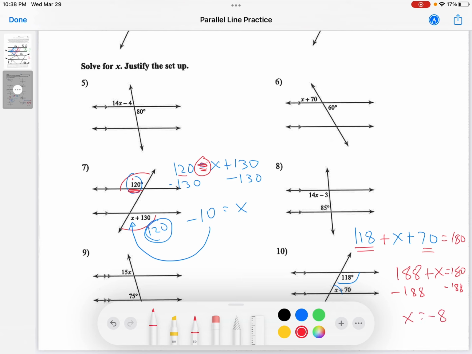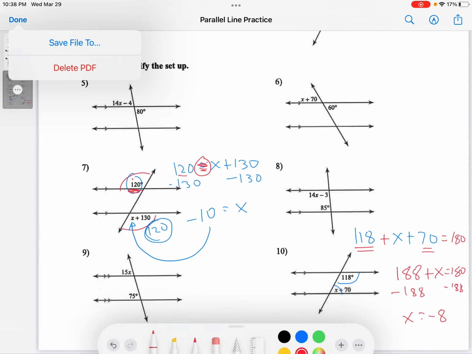And yeah, if we plug that in, it should work. And that's it. So the quiz is pretty much the same kind of stuff. Good luck.